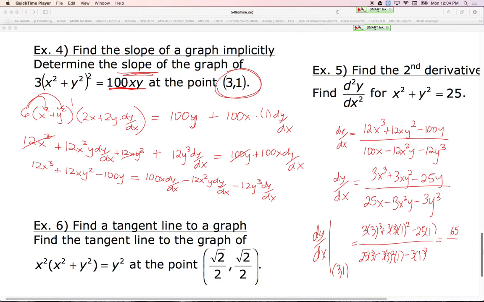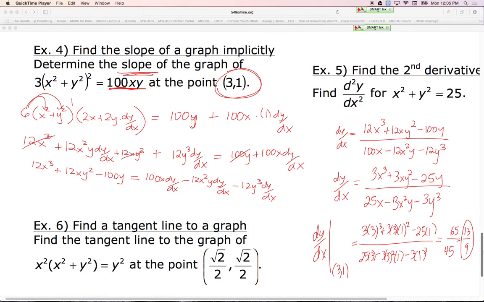Bottom: 75 minus 27 is 48. 48 minus 3? 45. What does it reduce to? 5 goes into both. How convenient. 13/9. So we got the slope of the tangent line to this curve is 13/9. Now, a lot of work, right?